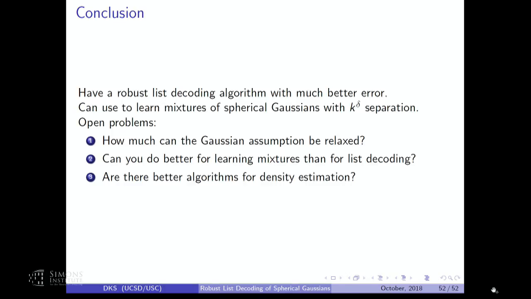Also, can you do better for trying to learn mixtures of Gaussians than you can for list decoding? So we know that if you can do list decoding, you can use that to learn mixtures, but we don't know that these are equivalent problems. Maybe learning mixtures is easier, maybe you can do it in polynomial time, even with only square root log separation. That'd be interesting. Also, if you don't care about actually learning the individual means, maybe you can try to find better algorithms for density estimation. Here, these information theoretic lower bounds don't even apply, and you could hope that you could do density estimation for this mixture of Gaussians without any separation assumptions. But again, nobody knows how to do that.